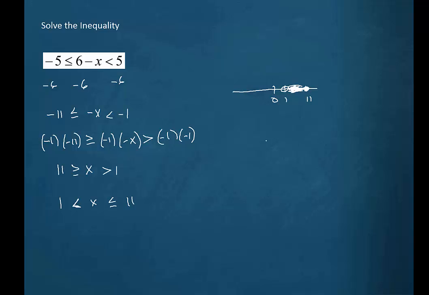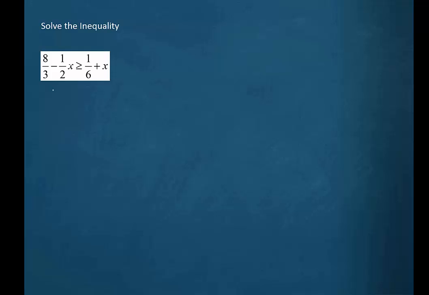And again, we could express this in interval notation by first specifying the left endpoint, which is 1, and then the right endpoint, which is 11. We're going to use a parenthesis at 1 since we don't include 1, and a bracket at 11 since we do include 11. Here we have an inequality that involves some fractions, and we can easily take care of those by multiplying both sides by the lowest common denominator of all terms, which would be 6. So we'll multiply both sides by 6.